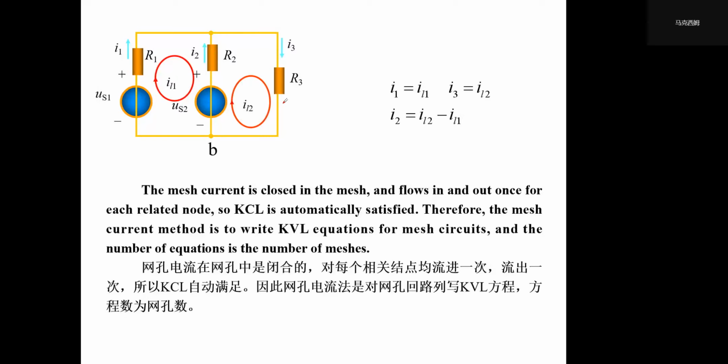equation. And we also know that the mesh current method is actually a special loop current method, and the number of equations is the number of meshes. Since we assume the unknown variable is the loop current, if you have two loops, then you have two unknown loop currents. So the number of meshes is the number of unknown mesh currents.